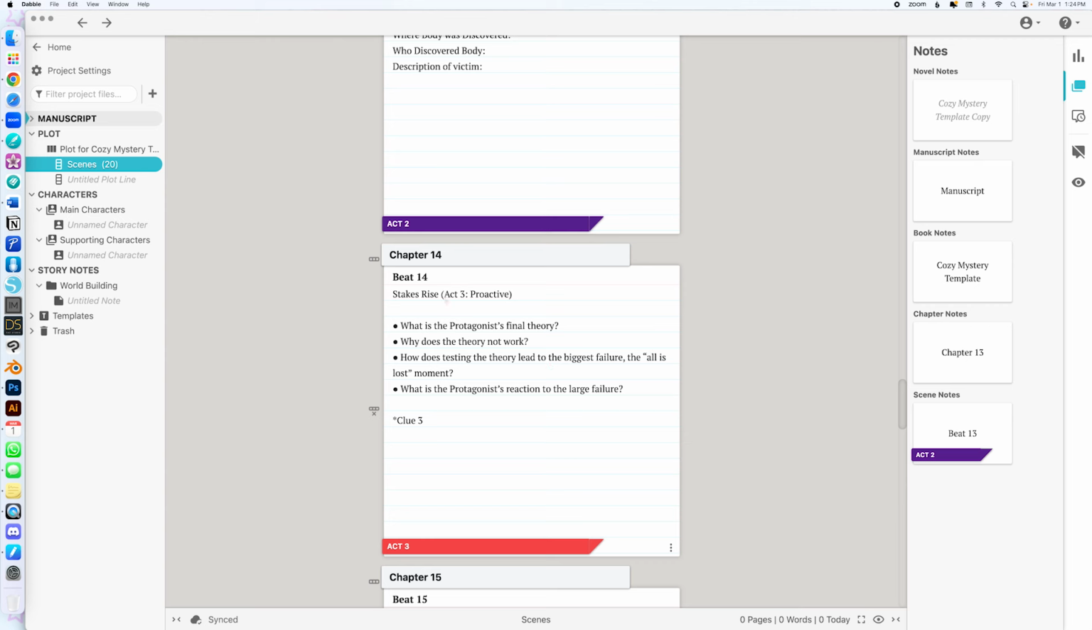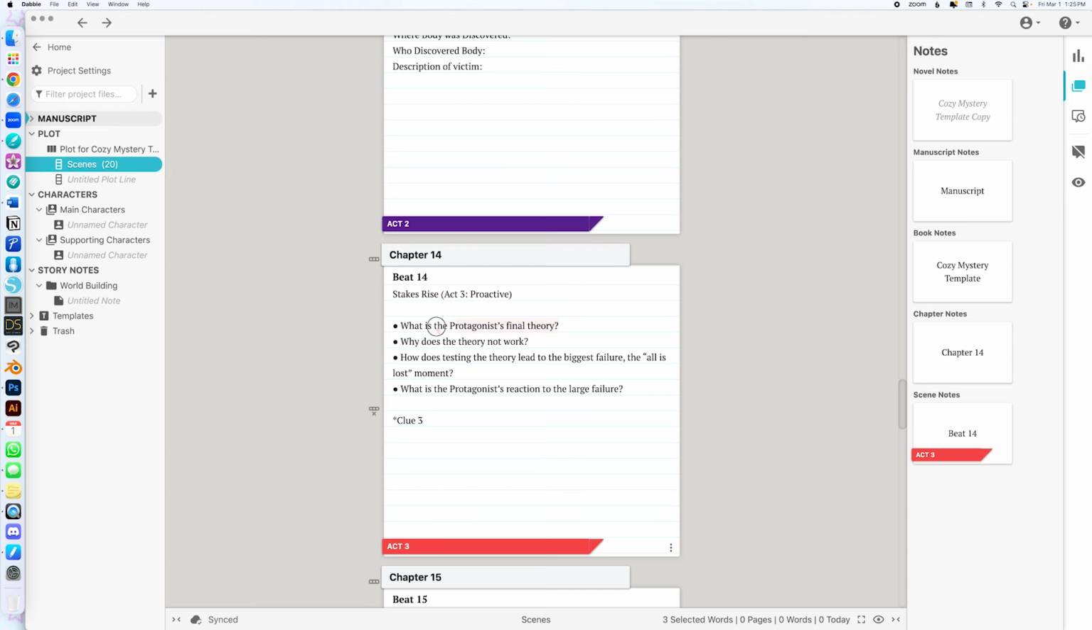So in beat 14, the stakes are rising. So now we're entering a proactive phase in Act 3. The protagonist is no longer working with whatever's handed to them. They're being proactive. They're going out of their way to solve the murder and either clear themselves, or a lot of times their lives might be in danger, so they have a reason to go forward.